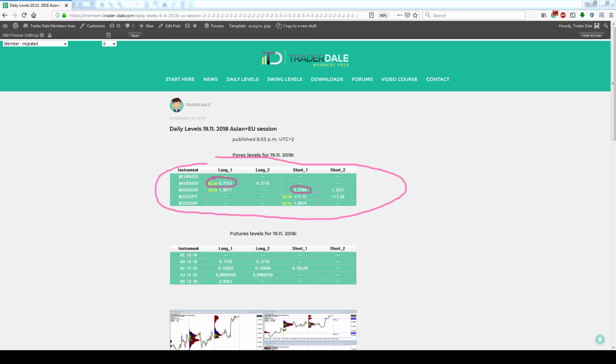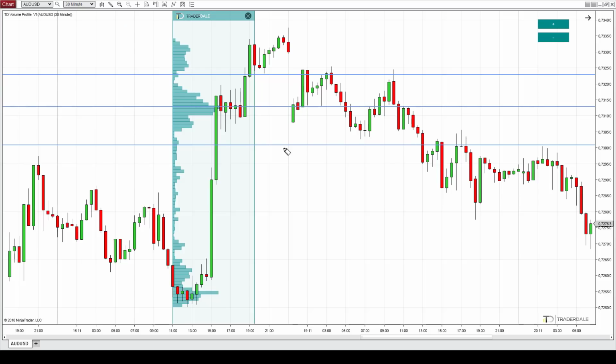Let's start with the Australian dollar US dollar long from 73.13. So this is the Australian dollar US dollar. This is the long level from the prediction table. The level was based on the trend setup. This is the trend, and on a volume cluster which got created within the trend. So this is the volume cluster within the trend.